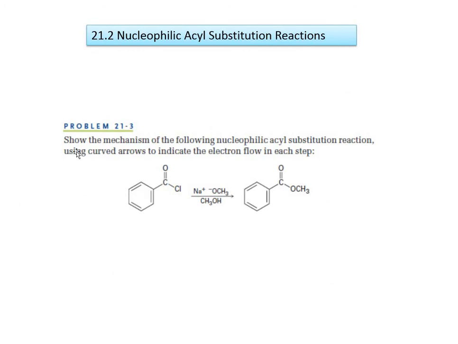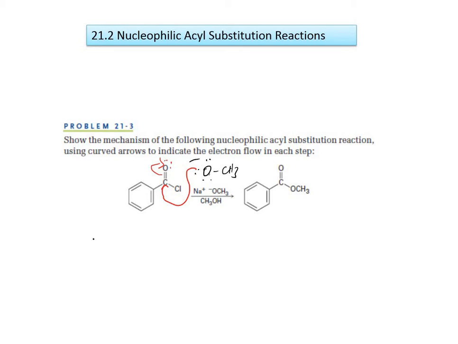Let's look at a question here. Show the mechanism of the following nucleophilic acyl substitution reaction using curved arrows to indicate the electron flow in each step. First of all, let's identify what our nucleophile is. We have sodium methoxide, it's an alkoxide, so negatively charged methoxide is going to be our nucleophile. So what's going to happen? Again, the nucleophile will add itself to carbonyl carbon. Let's add also lone pairs. Then we are going to form a tetrahedral intermediate.